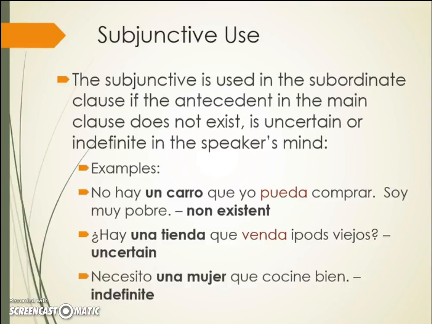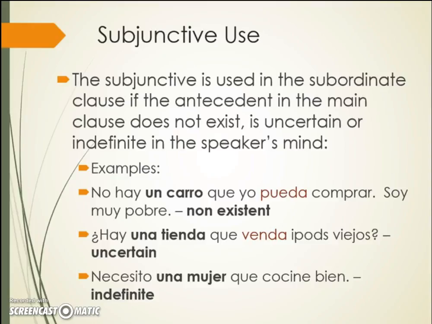I also have another example where I'm talking about an indefinite person. Necesito una mujer que cocine bien. I need a woman that cooks well. I'm not being specific on who she is. I'm just saying she's an indefinite woman. I'm not saying I need the woman, I need a woman. Any old woman, I don't care, as long as she can cook well. So that una mujer is indefinite, and notice how we use an indefinite article, una, there to indicate that it's an indefinite antecedent.